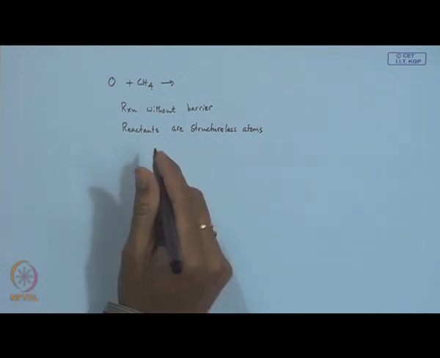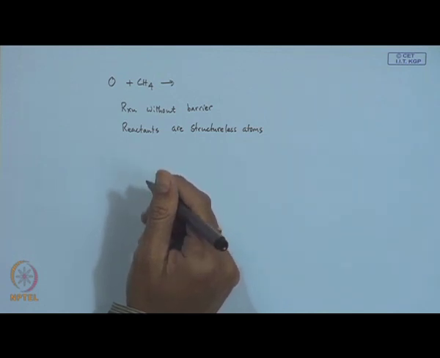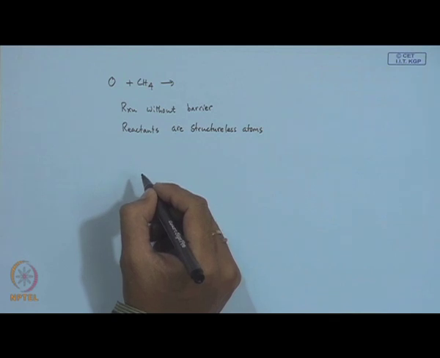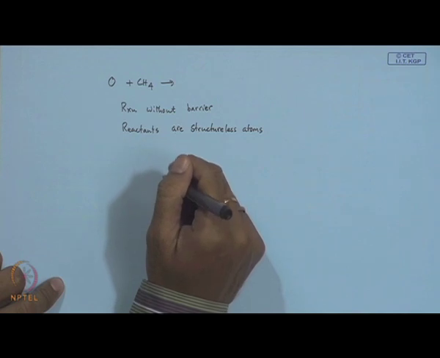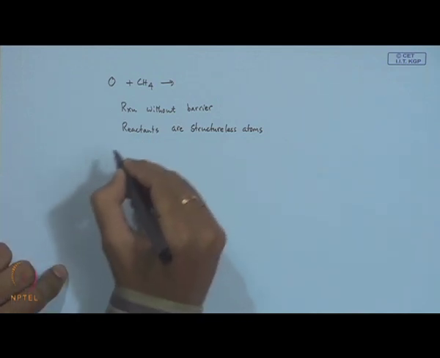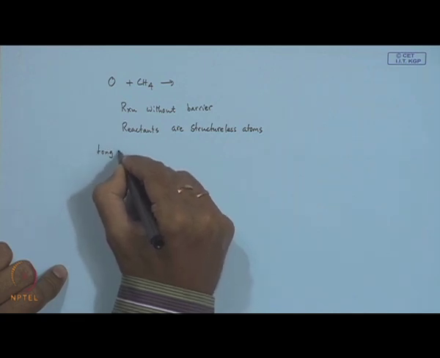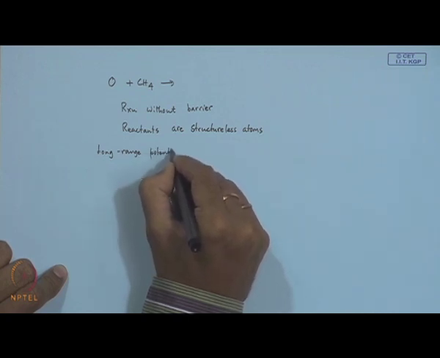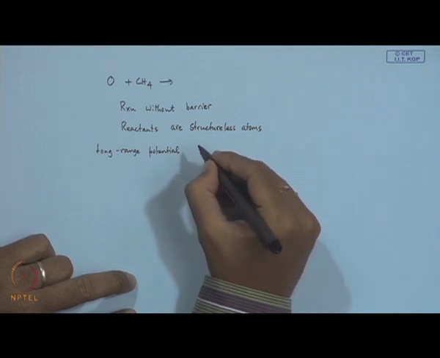So, what is happening in that case? If it is an ion molecule reaction, what is the interaction energy? I mean, what is the interaction that is happening? So, it is a long range potential. Okay. So, long range potential.